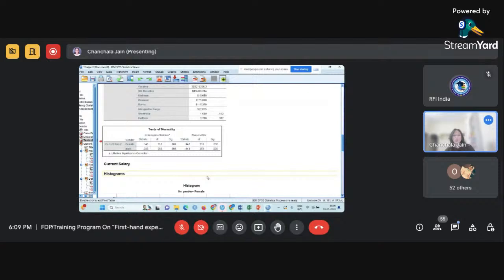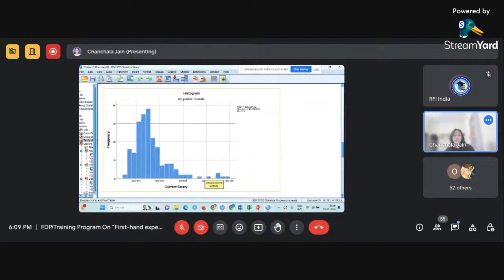Going ahead, talking about the histogram. Histogram is also showing the same story. We can say as the salary is going higher, we can find very few people availing these kinds of salaries. So that means your data is positively skewed. Higher salary is not obtained by many of the employees in the organization in case of female.